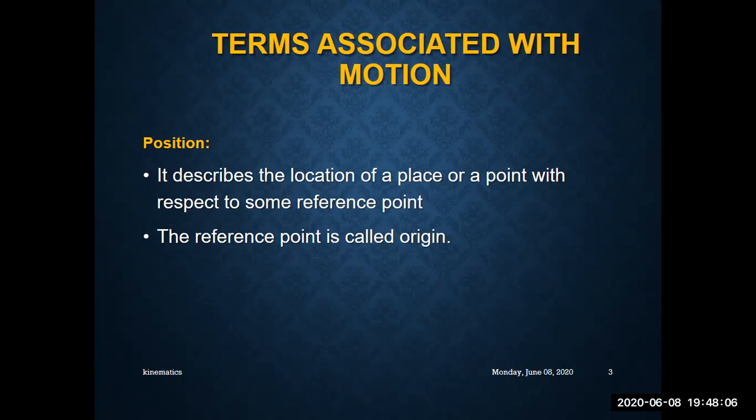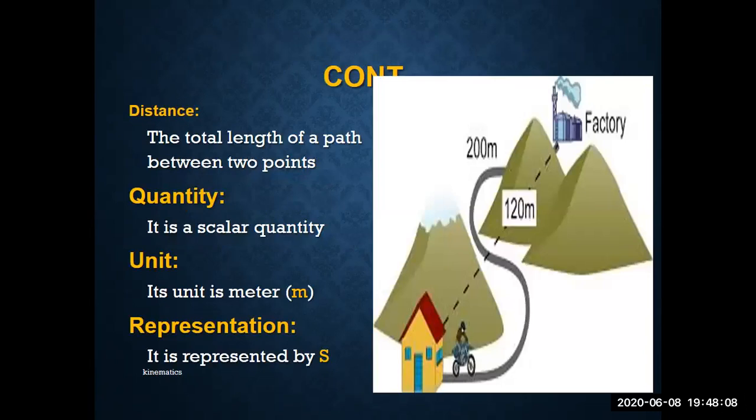Moving on, this is the concept of distance: the total length of a path between two points. We are not concerned with the straight path or anything else. A cyclist is following this path, moving on this road, covering a long distance and reaching the other point. So this is the length of the path. He is following this path and we are only concerned with the length of the path. We are not concerned with the direction from this house to the destination, the factory. If you see, it is 120 meters, but if he is moving along this road, he is following 200 meters.